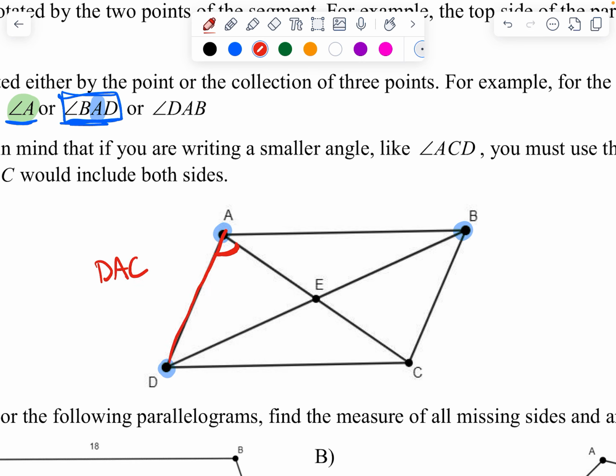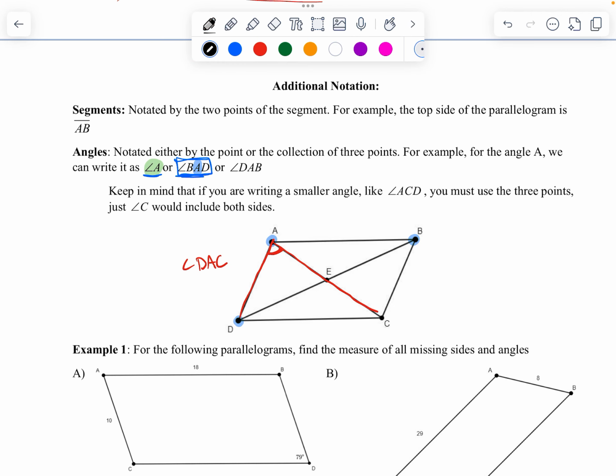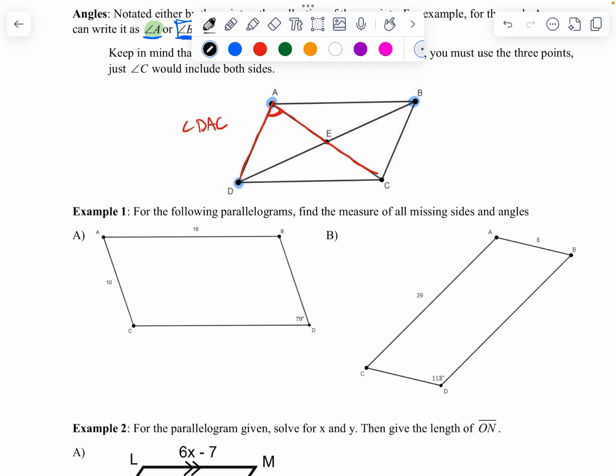Because it goes D to A, and then A to C, and the angle between is the one you want to talk about. You would say angle DAC to notate it. So just as a heads up, now that's the last piece of vocab. Let's apply some properties here.